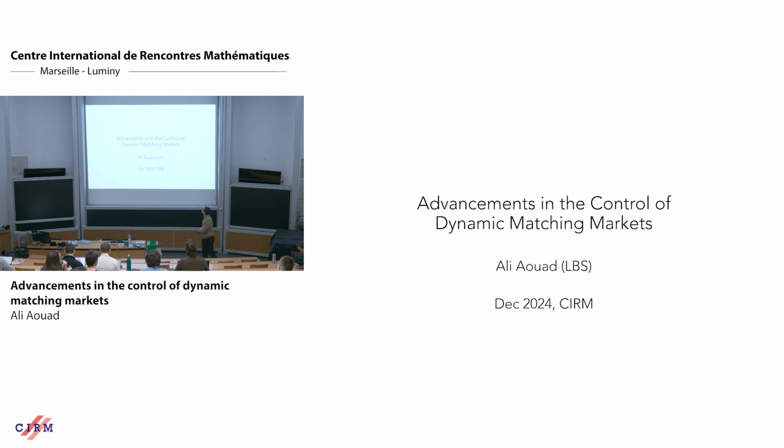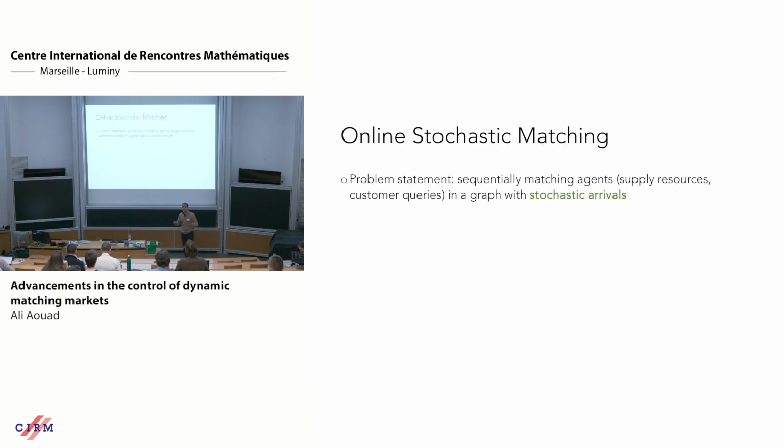All right, so I'll talk about some recent research on dynamic matching markets, and I think the problem has been remarkably well introduced by Amin this morning, so I really build on the notions and the formal description he provided to be a little bit at a higher level in discussing the results. Broadly speaking, we want to think about how to sequentially match agents, let it be supply resources or customer queries, who are forming an edge-weighted graph, and we have stochastic arrivals. So we have a stochastic process describing how these agents come to the market. That's the type of problem that I have been thinking about.